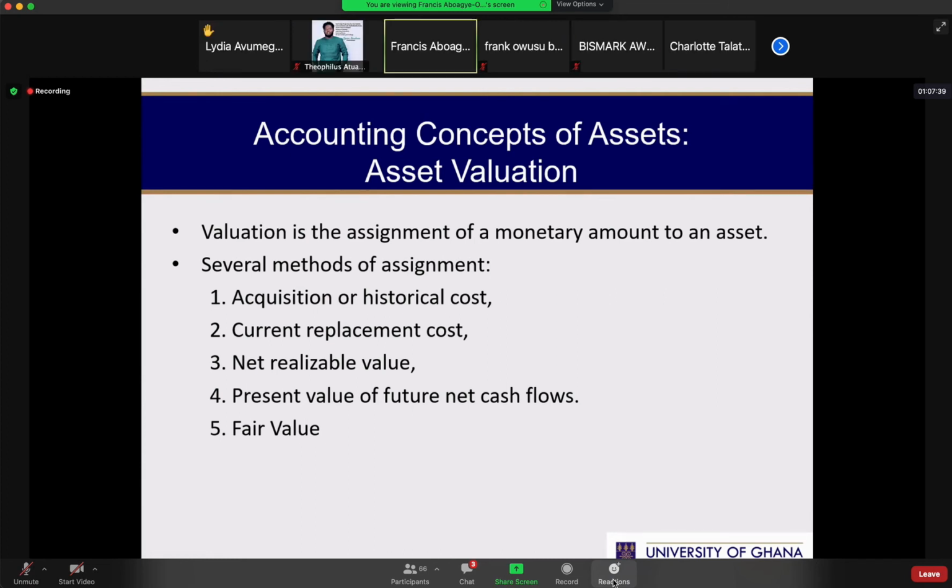Yes, Lydia. Yes, sir. What if you sell and you gain profit? Okay, so we are talking about, supposing they are not damaged.